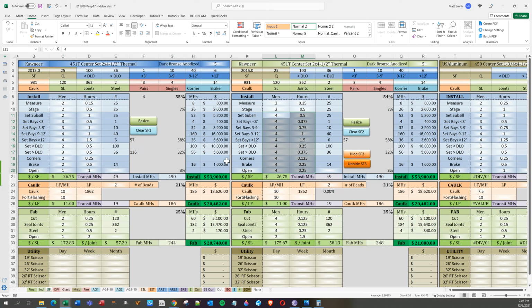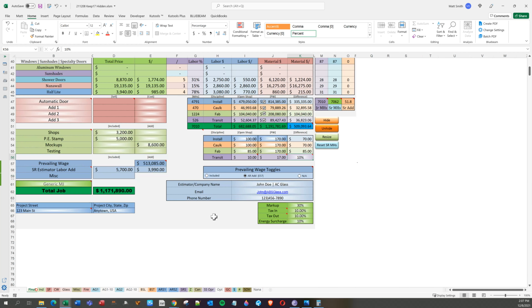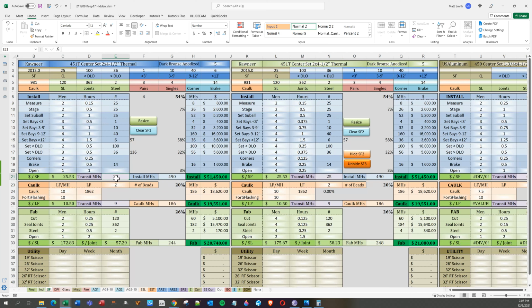right? There's also transit. You can get rid of transit. You can play around with that. You maybe make it 5. I usually keep it at 10%. 5% is just adding, you know, 25 total man hours of kind of just doing nothing, either in transit or standing around, drinking a coffee.